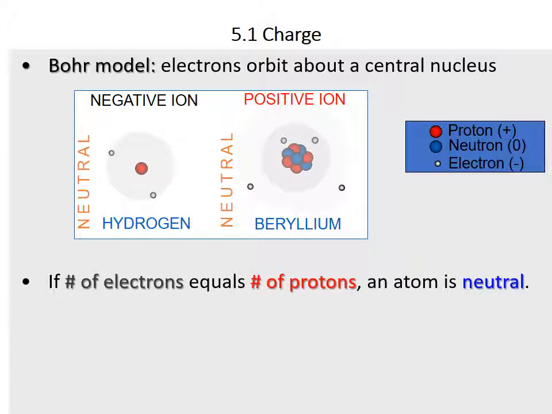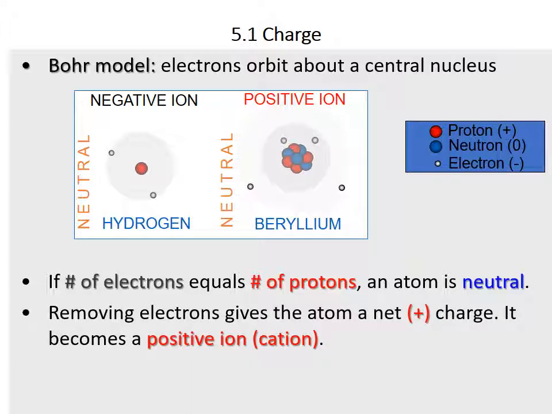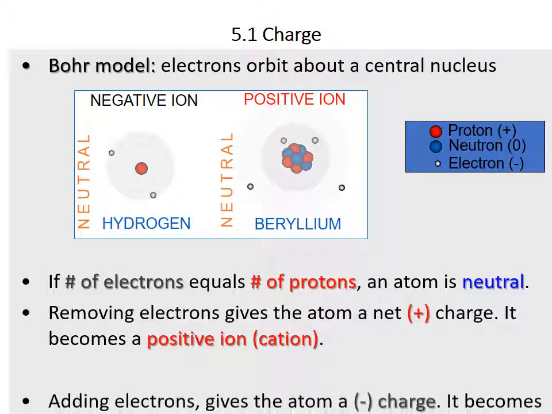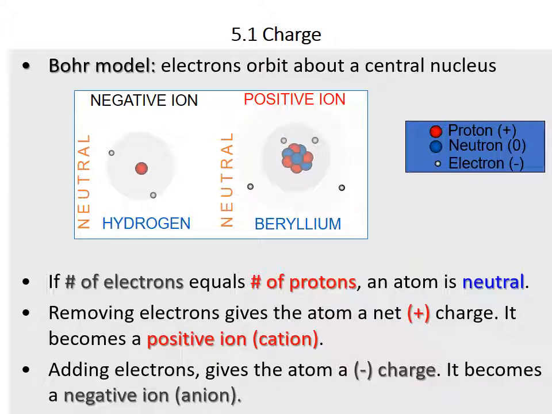If the number of electrons and protons are equal, the atom is neutral. Removing electrons gives the atom an overall positive charge. If you add protons to an atom, you've changed what atom you're dealing with. We will not deal with removing protons or bombarding nuclei in this topic. Adding electrons can give an atom an overall negative charge. Positive ions are called cations, negative ions anions.